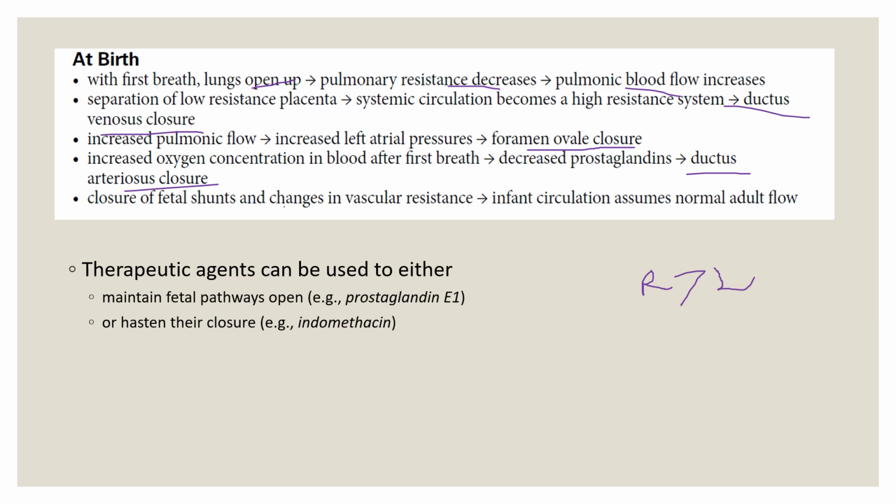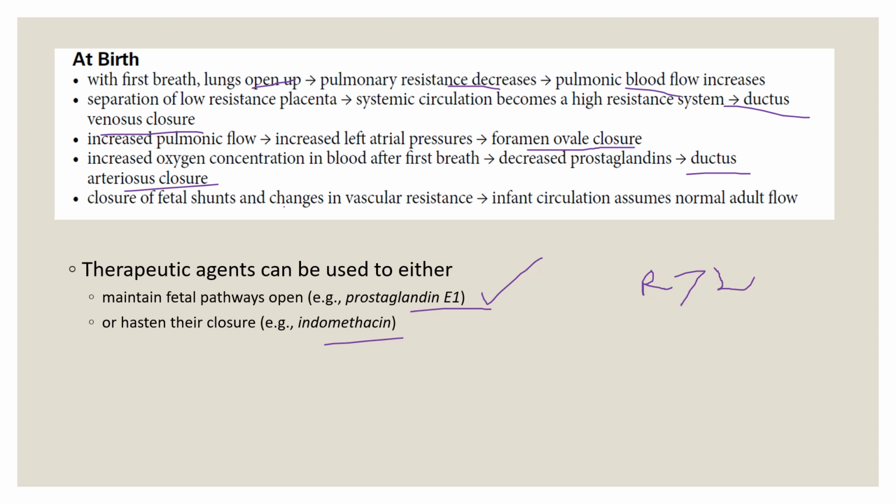Now, closure of fetal shunts and change in vascular resistance. Finally, the infant circulation assumes normal adult flow. Okay, there are two drugs which can alter this mechanism, mainly at the ductus arteriosus level. You can maintain the fetal pathway open by prostaglandins, because increased oxygen concentration in blood after the first breath decreases the prostaglandin. That is why your ductus arteriosus is closing.